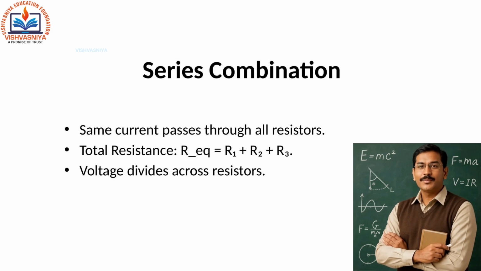In a series combination, the same current flows through each resistor, but the voltage divides across them. The total resistance is simply the sum of all resistances. R equivalent is equal to R1 plus R2 plus R3 and so on.